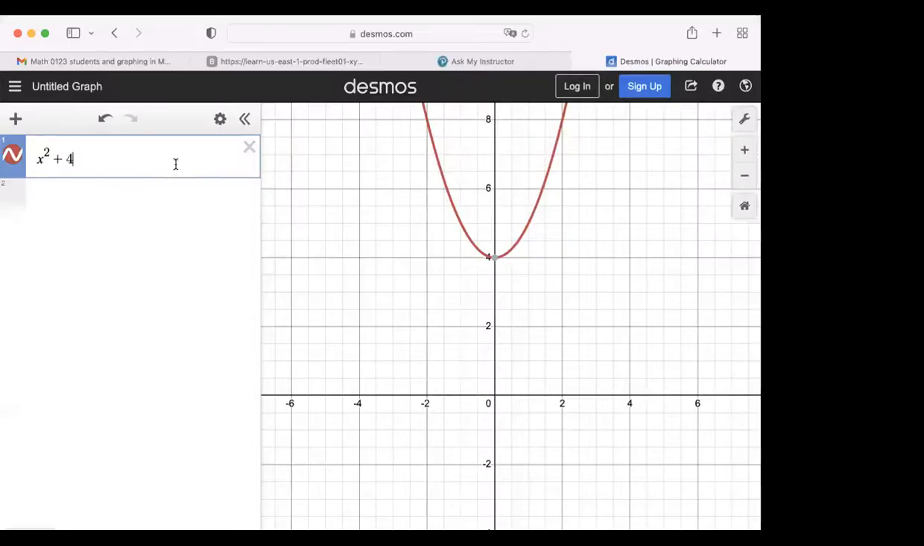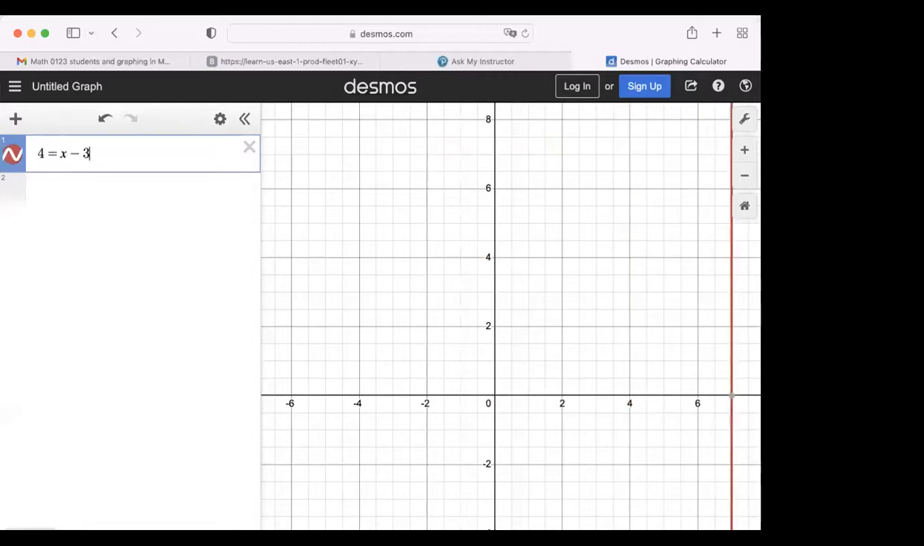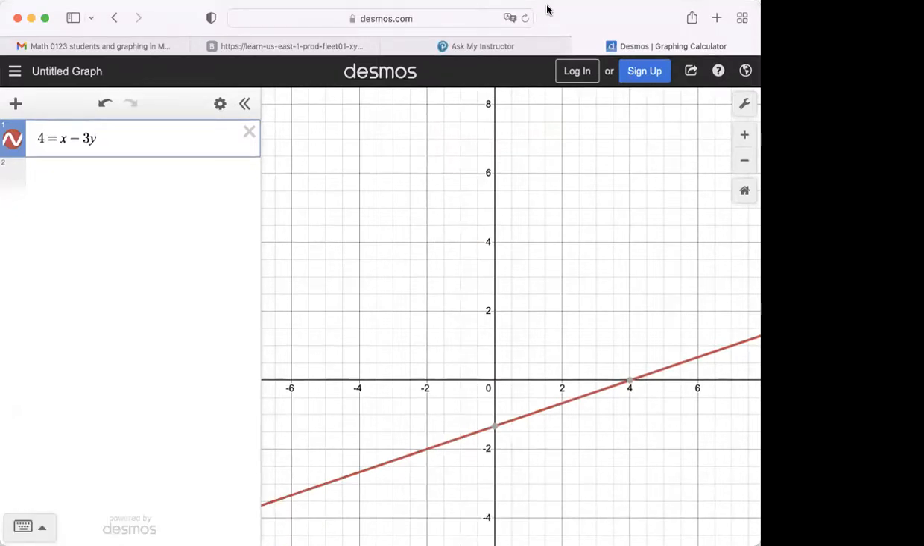Let's just look in Desmos. You can put it in any format in Desmos. It was 4 equals x minus 3y, that's a perfectly fine way to put it into Desmos. Good. They said my x-intercept was 4, 0. And we said our y-intercept was 0, -4/3, -1.33. If I divide 4 by 3, I get the decimal 1.33. So -4/3 is -1.33.